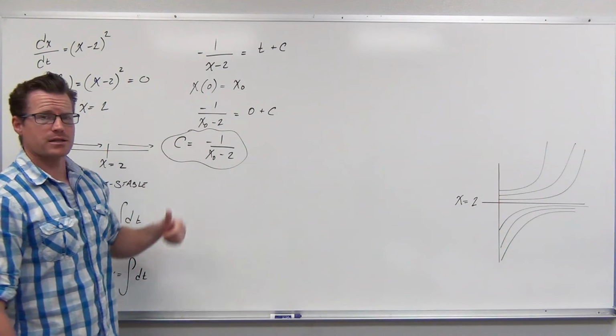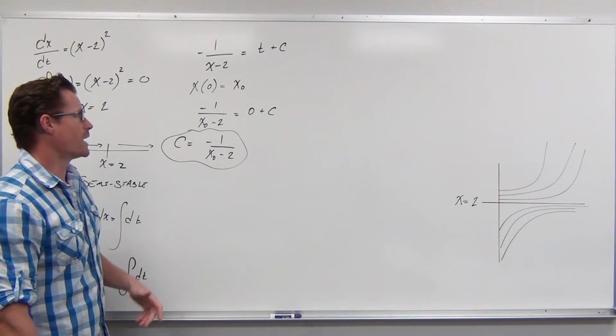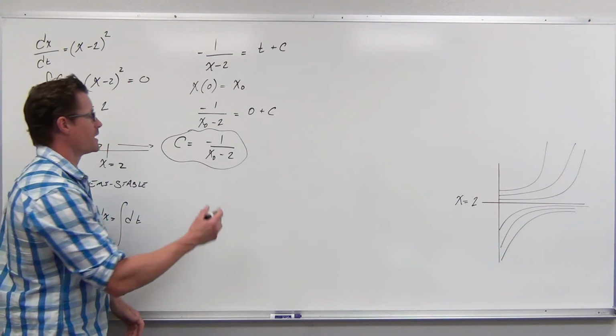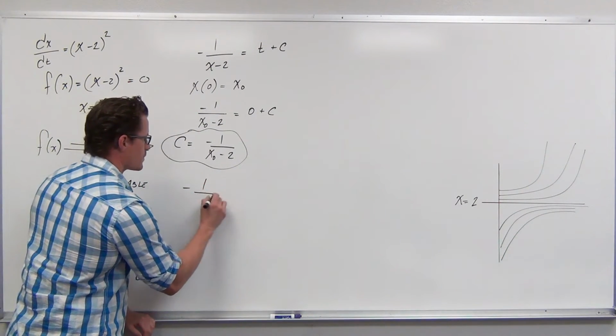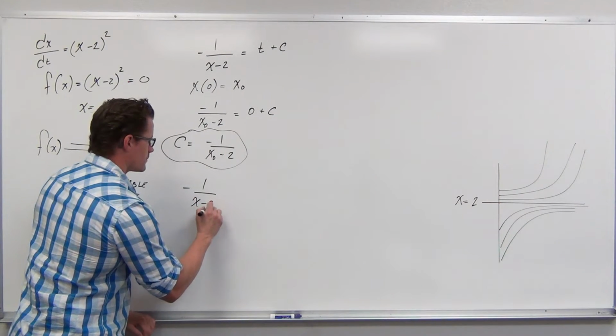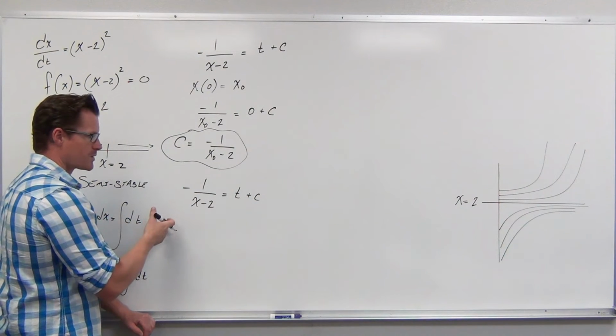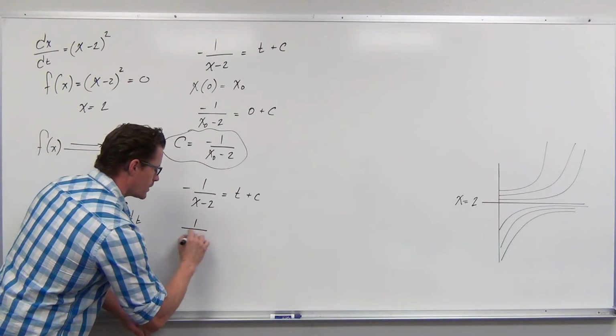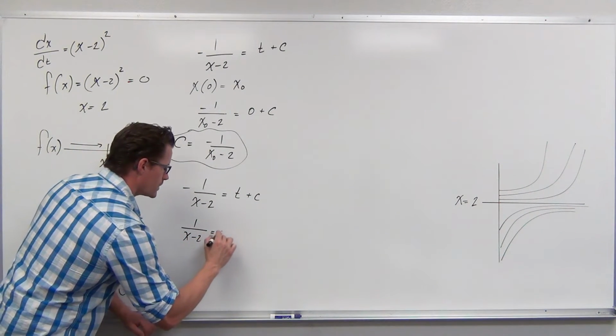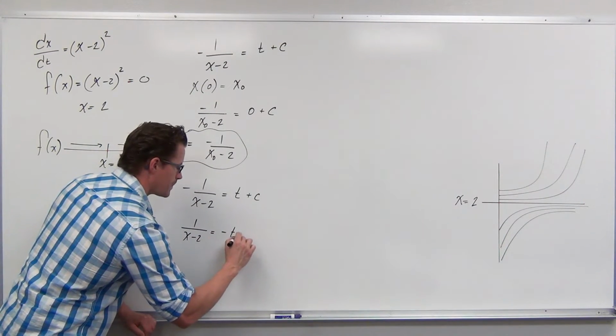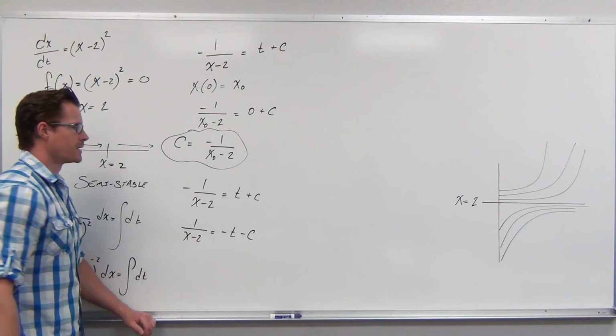Now, I might change signs, might do that. You don't have to. I would do that. If I change signs, so starting from here, multiply both sides by negative 1. Then 1 over x minus 2 would give us negative t minus c.